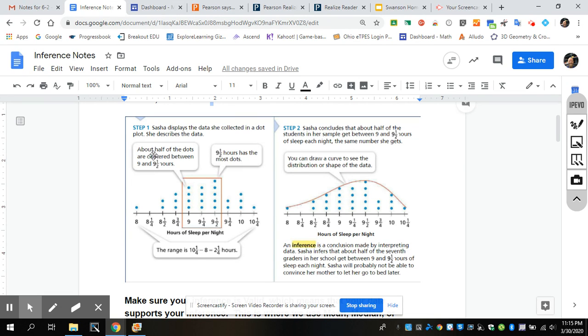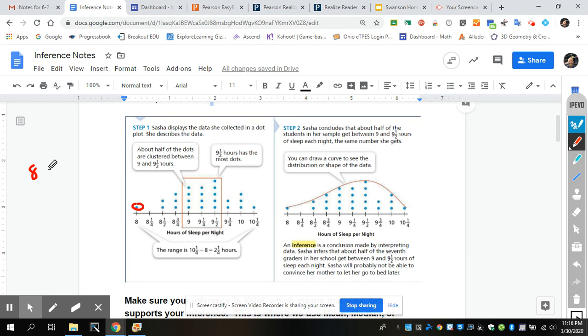So what we have here is Sasha displays the data that she collected on a dot plot. She asked a bunch of people how much sleep they're getting per night. And let's start by identifying the average, the mean. So this is a dot plot, and how you calculate the mean, the average, is you have to add all these dots up. So this dot represents an 8.